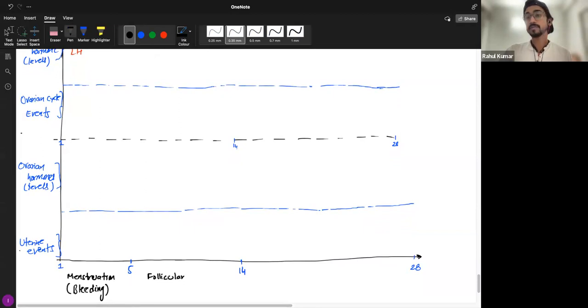Why follicular? Because the name follicular comes from the ovary, because there are follicles that are developing, right? Primary oocyte, secondary oocyte, and then on the 14th day they will release. So follicular phase, or with respect to uterus, what is happening? Proliferation is happening, so it's called the proliferative phase.